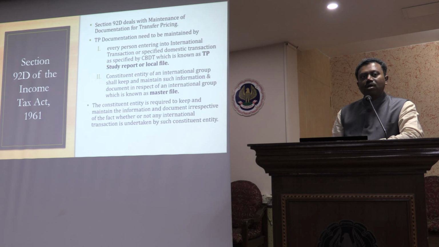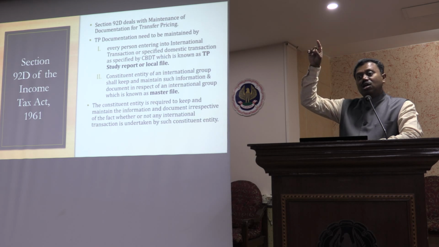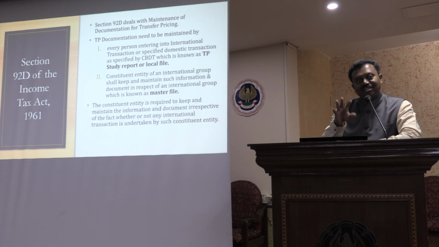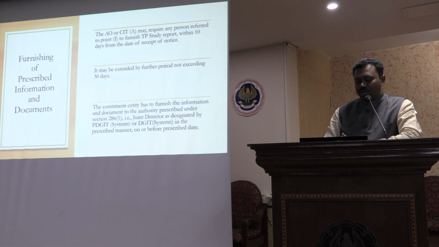This is already done. Because of this, the CA or the officer is able to get the financials and other information from the group outside India. Otherwise, normally people only used to do India transactions. They don't supply anything. But this has come. Now they have to start sharing more information on the foreign entity. The constituent entity is required to keep and maintain information and documents irrespective of whether any international transaction is undertaken by such constituent entity.